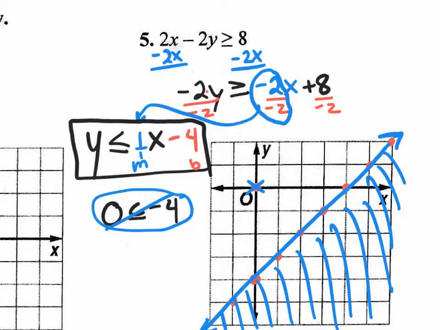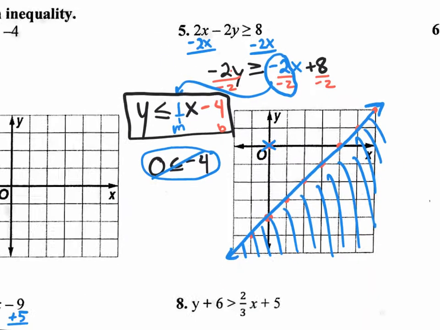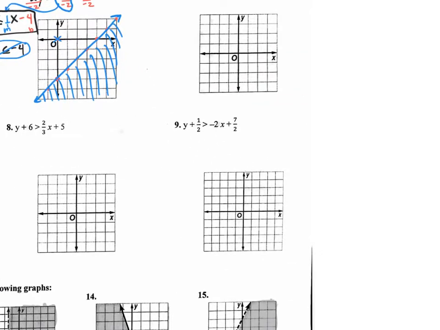But here's an awesome shortcut. If y is by itself, and that says less than, then it's going to be below the line. If it says greater than, it's going to be shaded above the line. Pretty easy, right? Okay, let's jump to our next odd question, number 9.